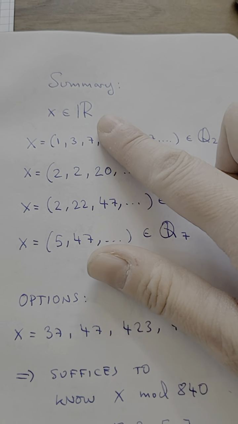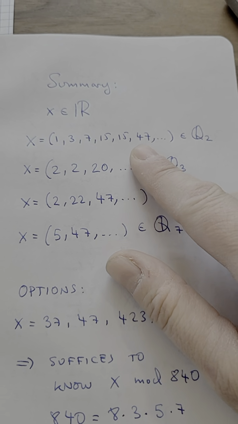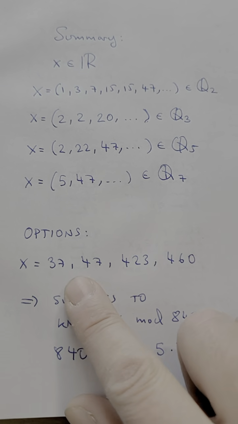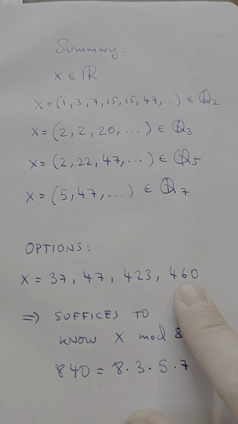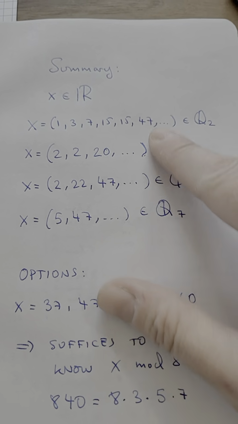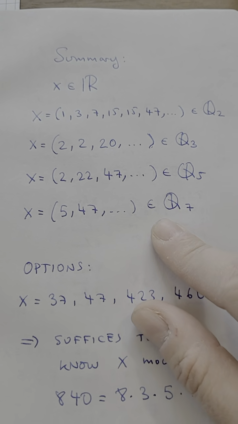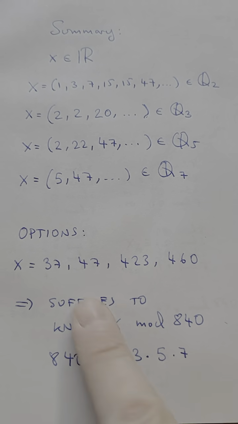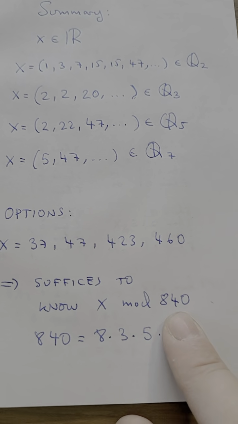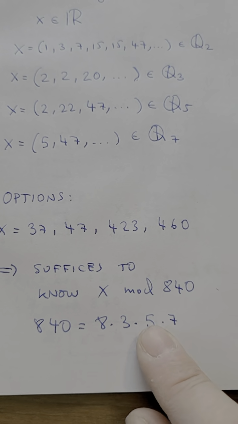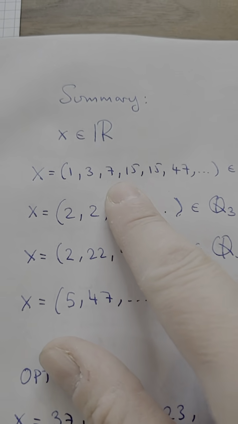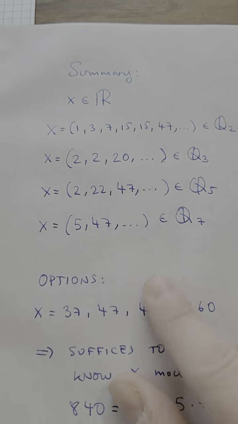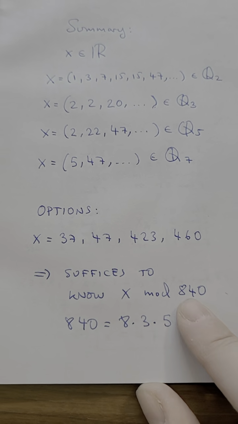So now, in summary, x is a real number. It has this expansion over the 2-adics, 3-adics, 5-adics, 7-adics, etc. And the problem now gives us 4 different options. Those are 4 integers, so it's enough to compute the solution modulo 840, because if I know it modulo 840, it will be one of those 4 numbers, and 840 is 8 times 3 times 5 times 7. So all I need to know is the solution x modulo 8, modulo 3, 5, and 7 to make up the solution modulo 840.